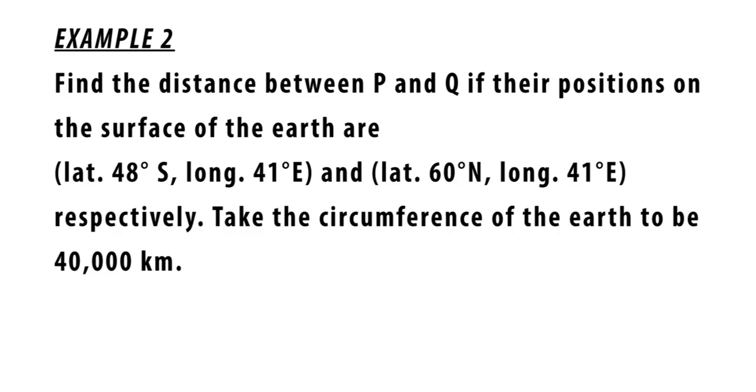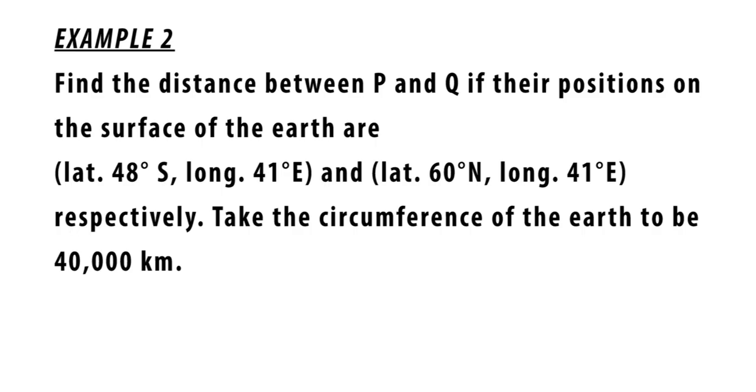Find the distance between P and Q if their positions on the surface of the Earth are latitude 48 degrees south and longitude 41 degrees east, and latitude 60 degrees north and longitude 41 degrees east, respectively. Take the circumference of the Earth to be 40,000 kilometers.